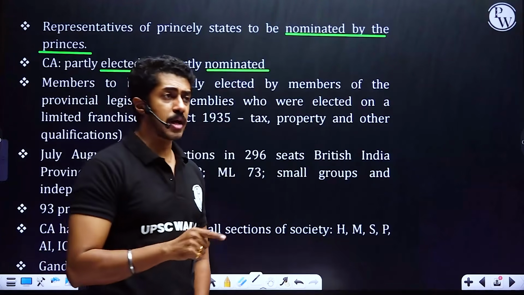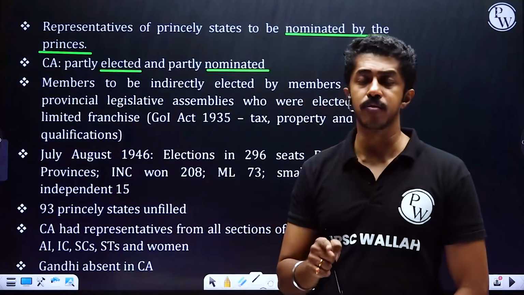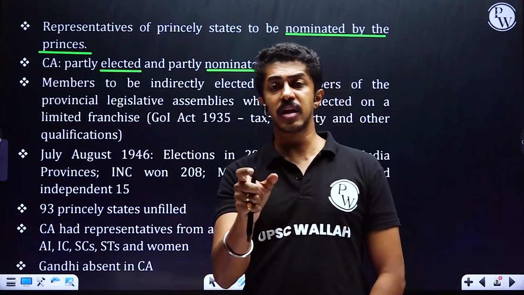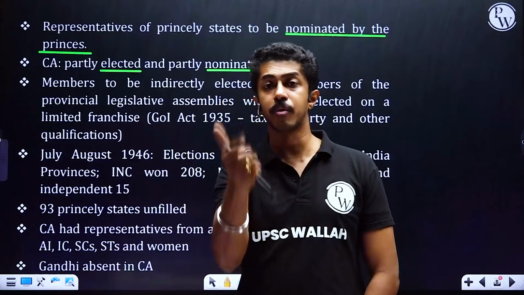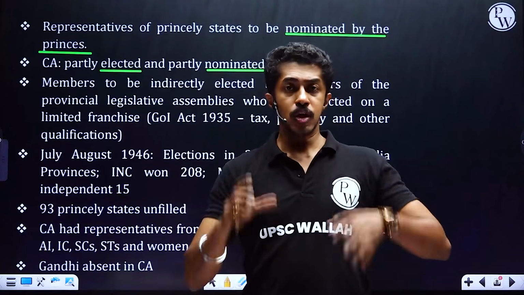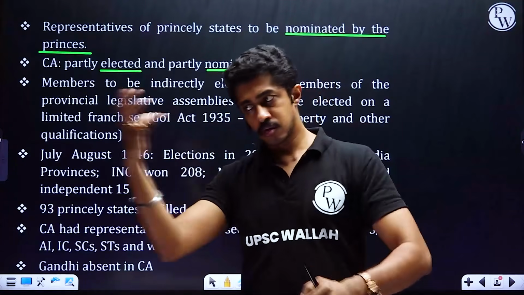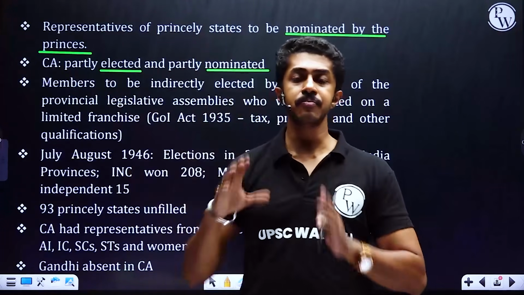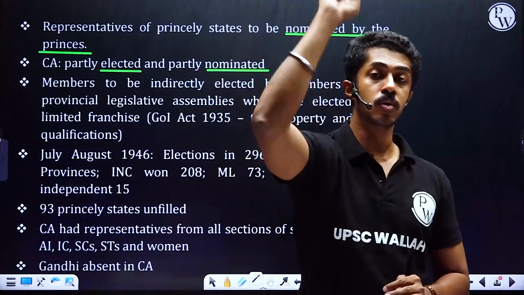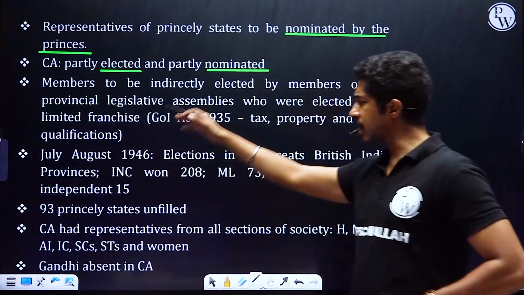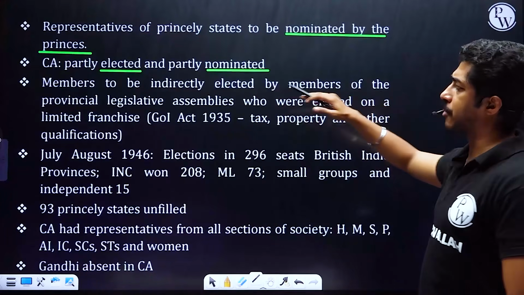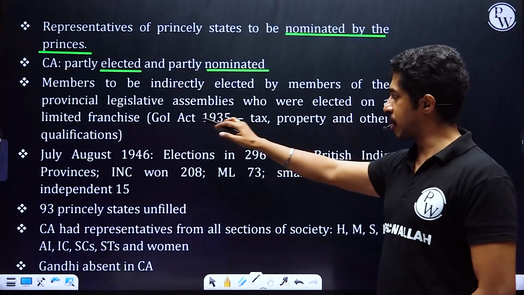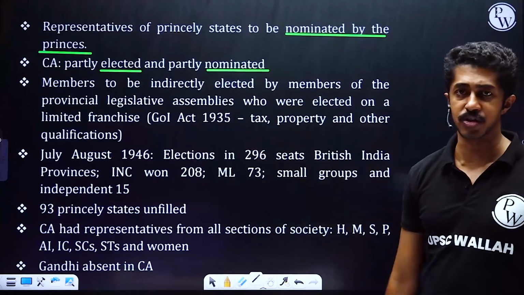We know from our earlier chapter that the Government of India Act 1935 basically gave provincial autonomy, and voting rights were given to people based on tax, property, and other qualifications. So based on that, people will come and vote. Members are elected to the provincial assembly. From amongst them, they will choose who should be the member to the Constituent Assembly. Members were indirectly elected by members of the provincial legislative assemblies, who were elected on a limited franchise: Government of India Act 1935, tax, property, and other qualifications.